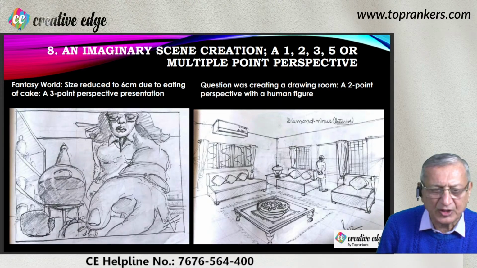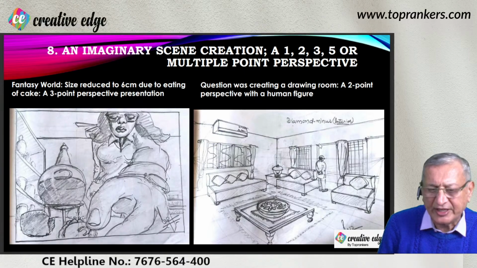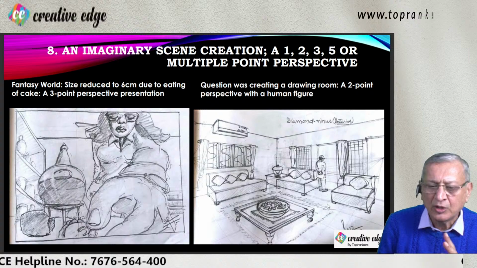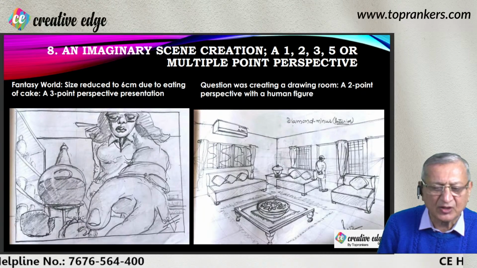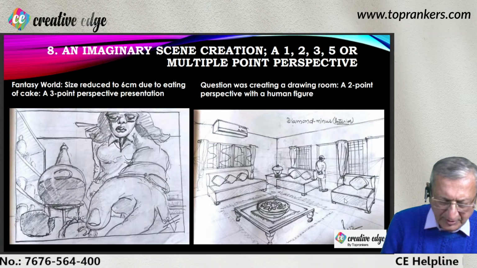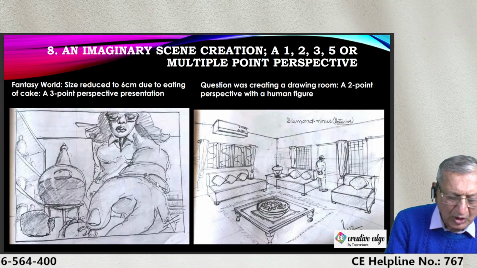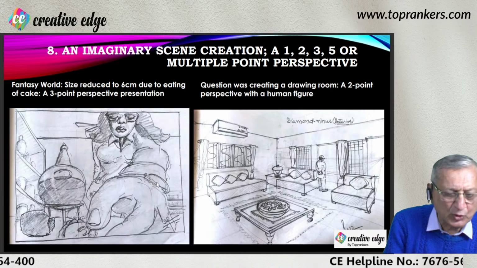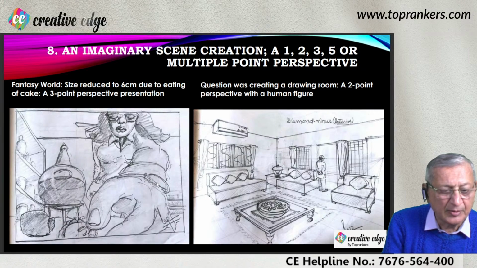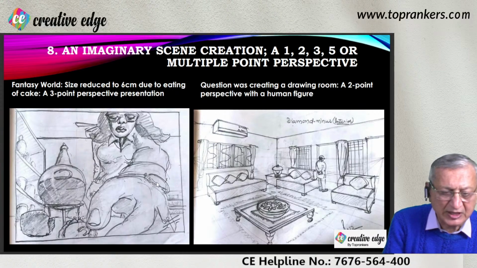Here are simple questions also, like creating a drawing room in two point perspective with a human figure. They don't write it to be with a human figure, but the human figure should be used for making it relevant with the sizes of the rest of the articles kept here. Those kinds of simple questions and this kind of fantasy world question should all be very well practiced before you present yourself in the examination. This is what can be done in the leftover time of 11 to 12 days, and it can be done very fast.